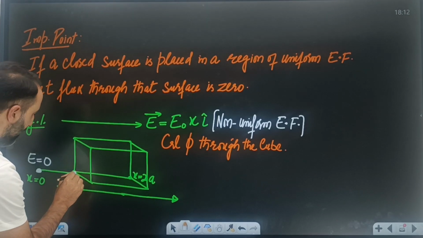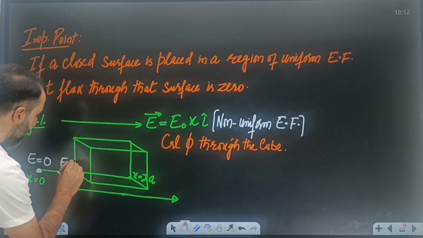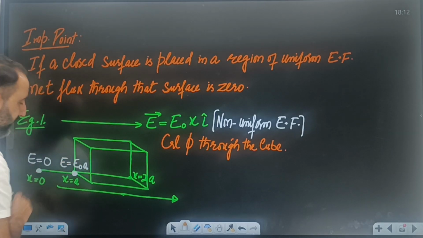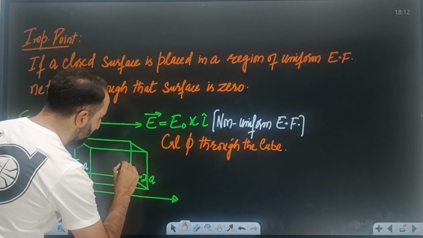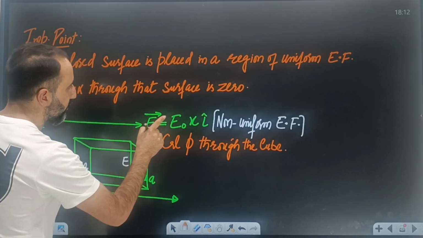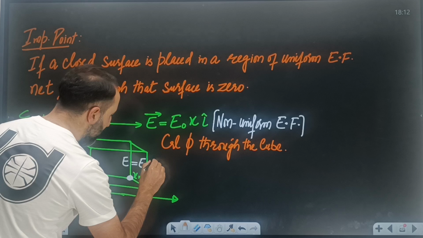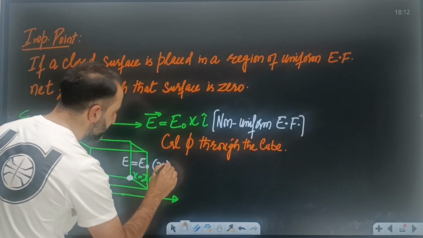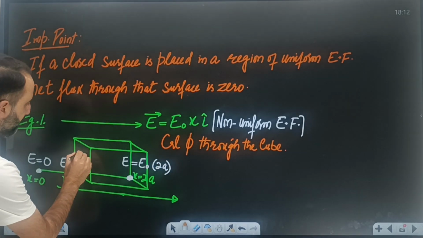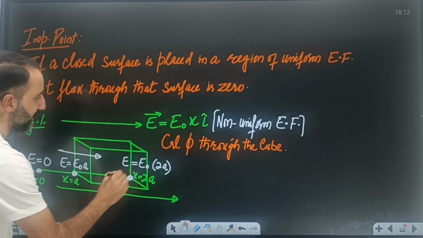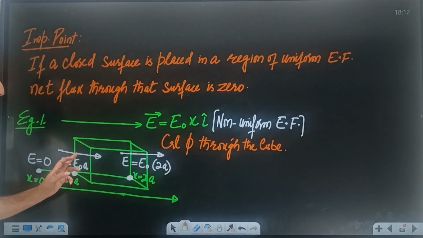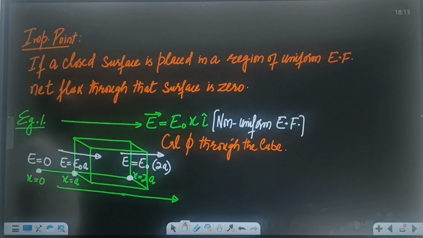What is the value of x here? a. So the electric field here will be equal to E naught into a. And here the electric field will be equal to E naught multiplied by twice a. Now from here the field lines will enter and here the field lines will leave. So here the flux will be negative and here the flux will be positive.